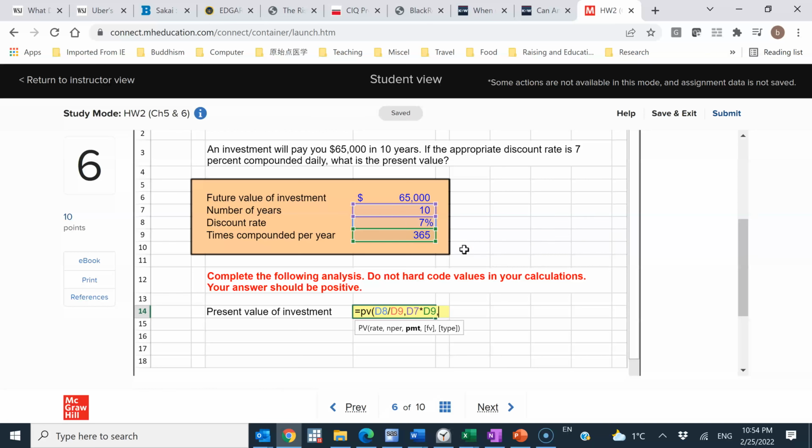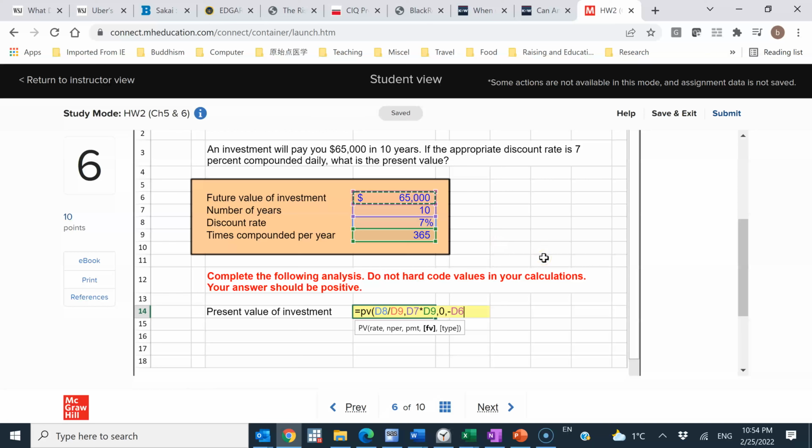And the third argument is payment. This refers to an annuity payment. But in this question, we don't have any annuity. So we just put that as 0. And finally, the future value. And remember the rule for Excel is that we want to get a positive present value. So we need to have a negative sign in front of the future value. So the future value is simply 65,000.